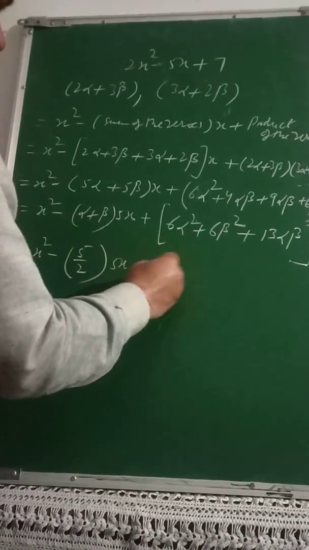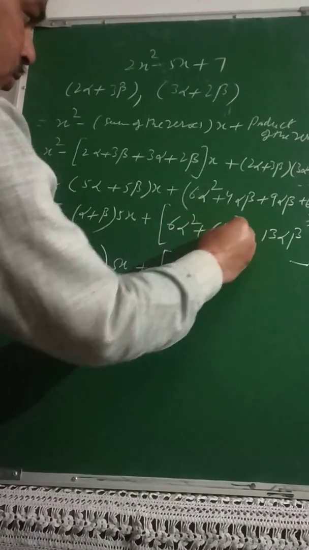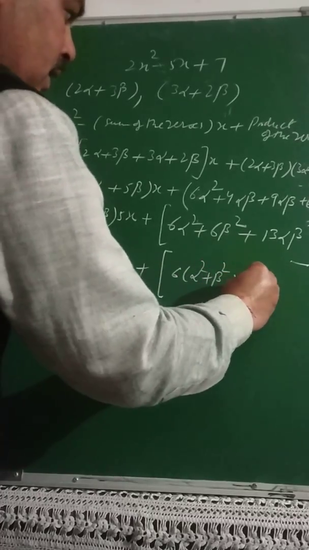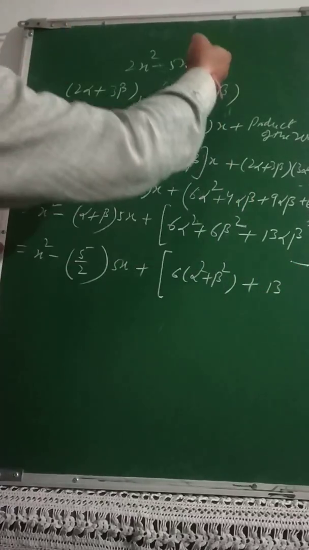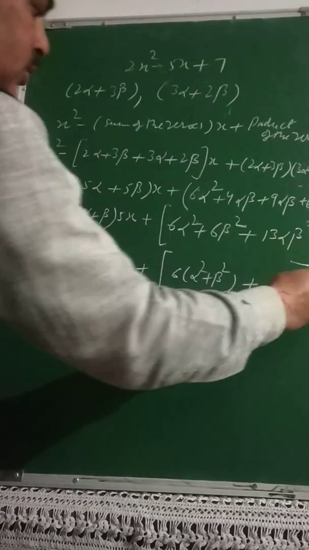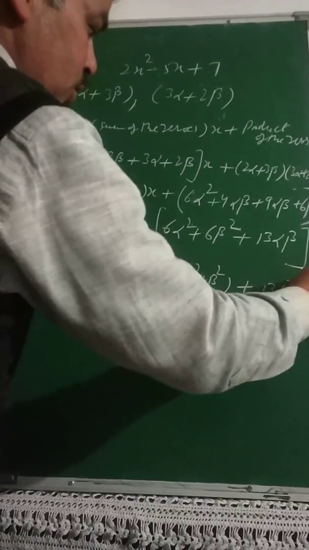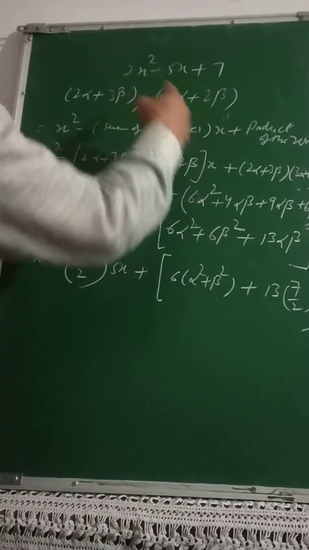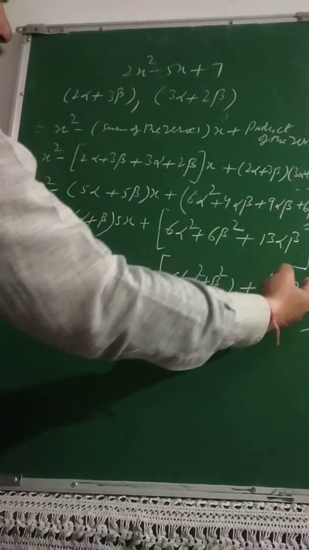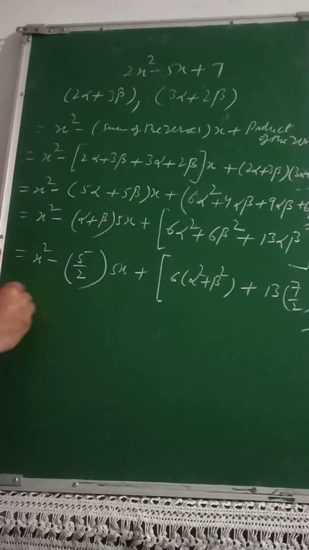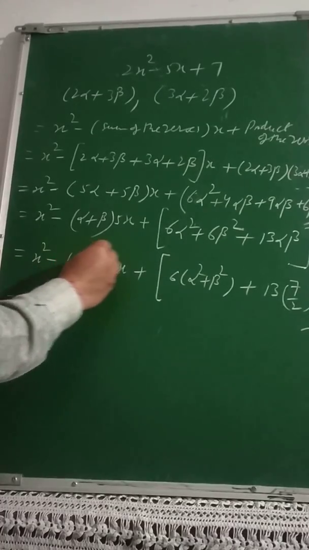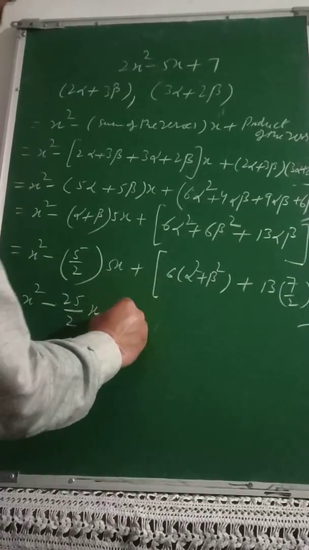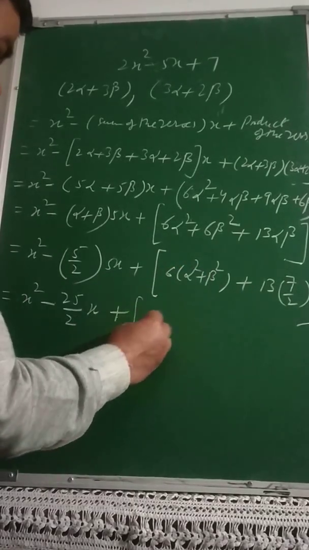Into 5x, plus here now you see 6 is common, so inside the bracket I can write alpha square plus beta square, and plus 13 alpha beta, which is the product c upon a, so here I am getting 7 upon 2. So alpha beta is the product. As per this polynomial, because alpha and beta are the zeros of this polynomial, c upon a will be 7 upon 2. So x square minus 5 into 5 is 25 upon 2x plus, now look at this, here it is 6.